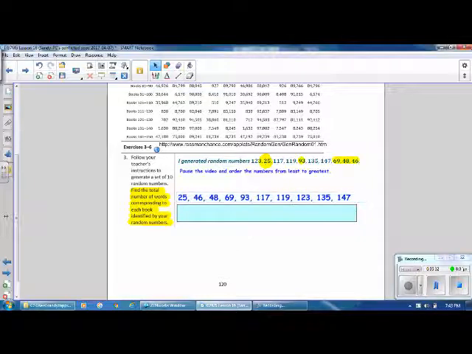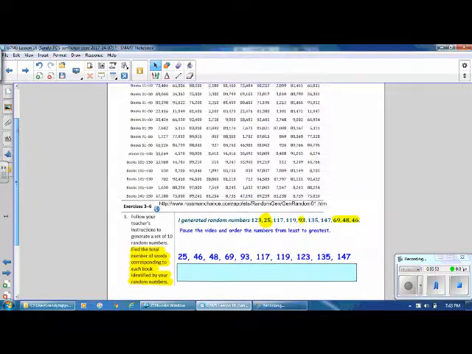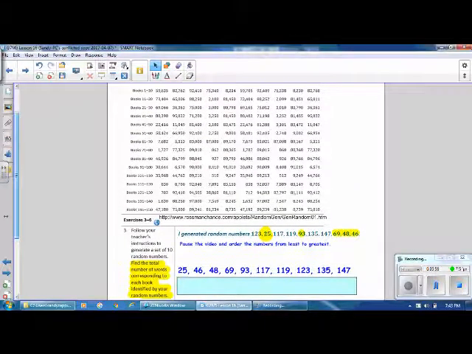The numbers in order are 25, 46, 48, 69, 93, 117, 119, 123, 135, and 147. The next thing that we want to do is find the number of words that correspond to those books. So let's start with the first book, which is the 25th book. So we find the 25th book, which would be in this row over here, and there is the book that we're looking for, 80,798.